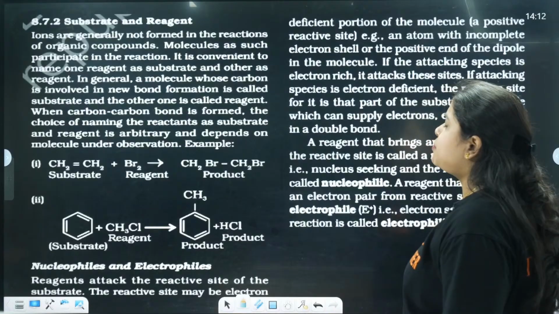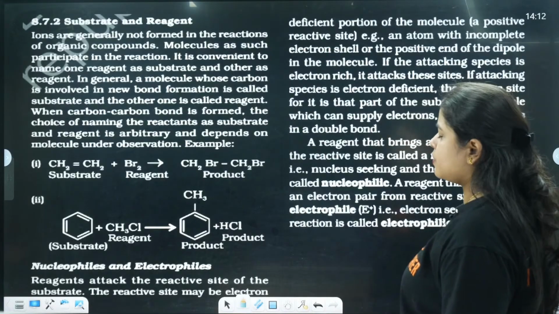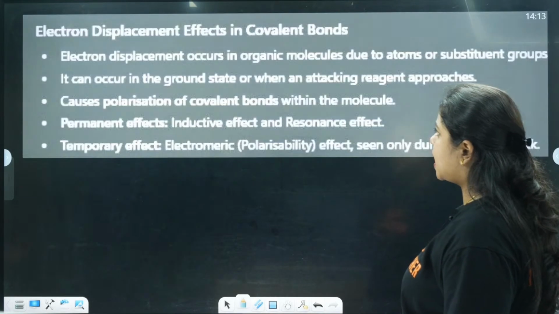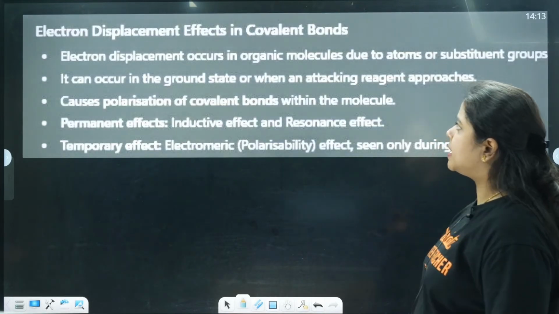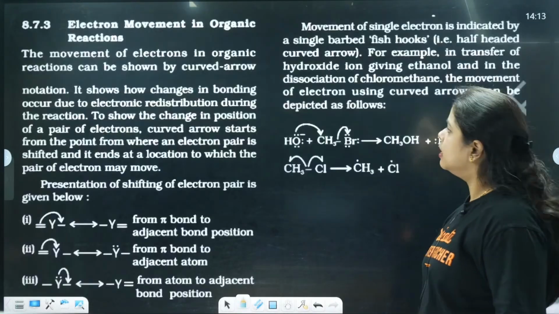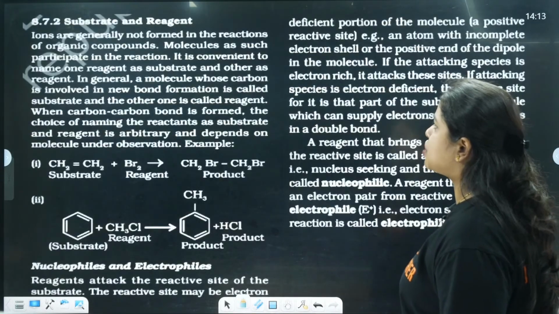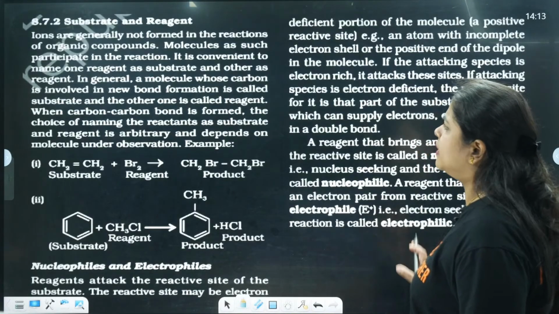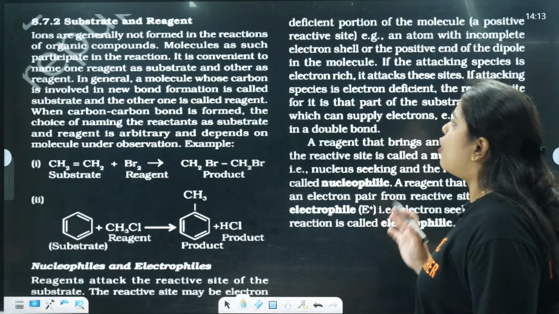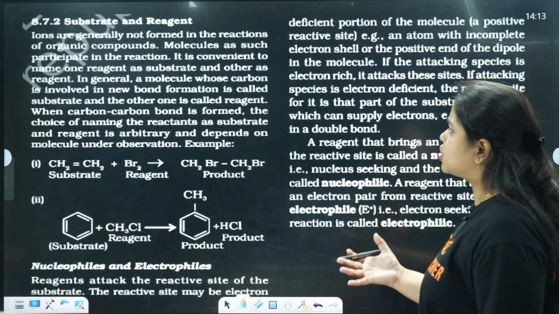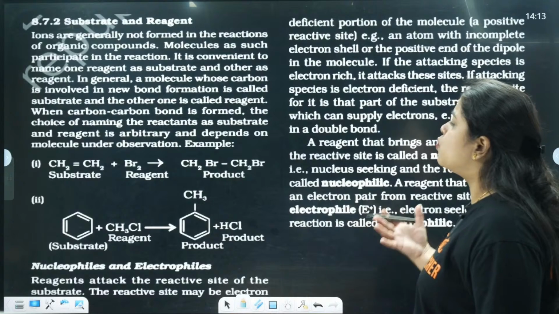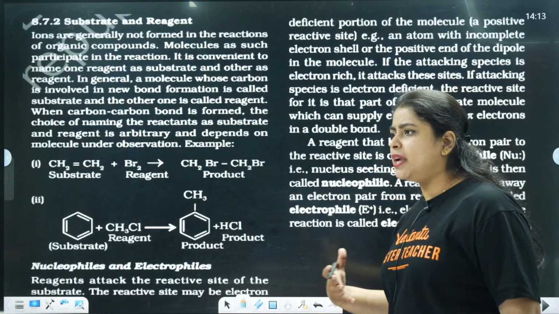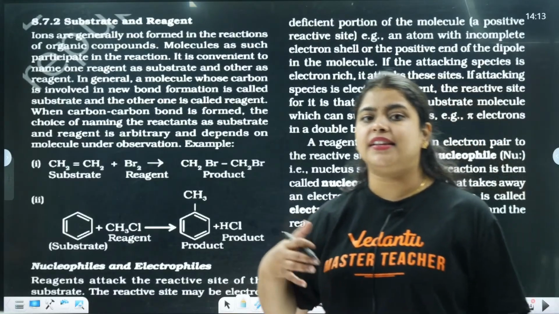Done. Next, substrate and the reagent. This is also very important, substrate and the reagent. Then we have electron movement in the organic reaction, then the electron displacement effects in the covalent bonds. Okay, let's start with the substrate and the reagent. Whatever ions are there, those are generally not formed in the reactions of organic compounds. Now in molecules that participate in the reaction, it is convenient to name one reagent as substrate and the other as reagent. Yes, we can mention one as a substrate, one as a reagent.